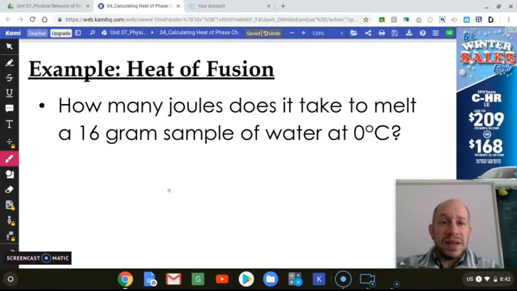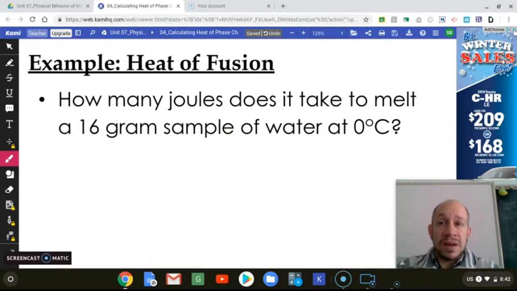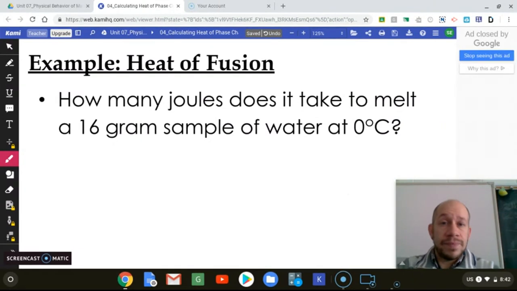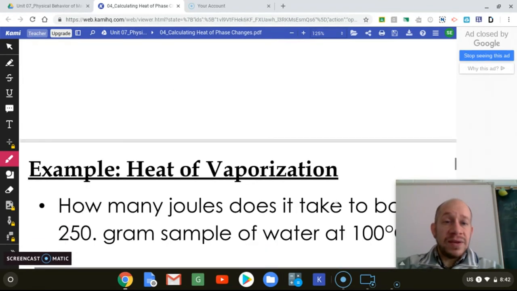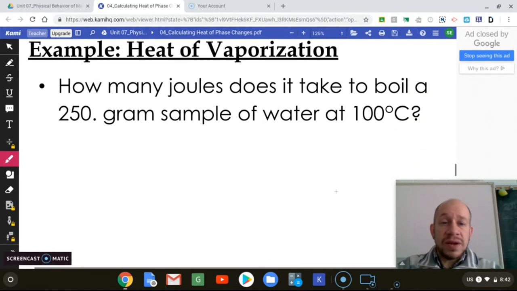So here's another example. I'd like for you to try this. I will go over it in class. This is a heat of fusion example. And then here's a heat of vaporization example. They're in your notes, so I'd like you to try it, but I'll go over it in case you have trouble.